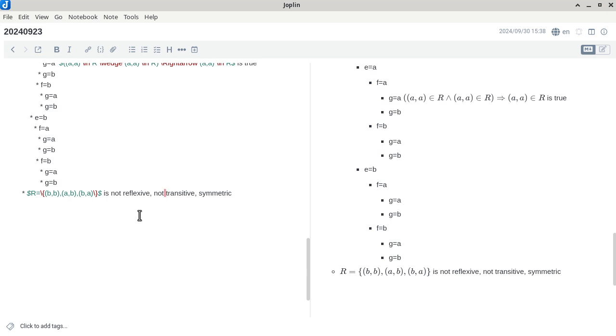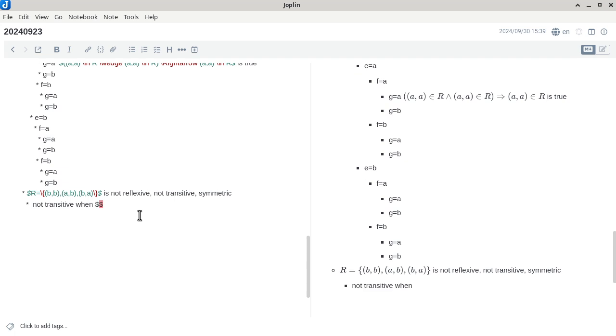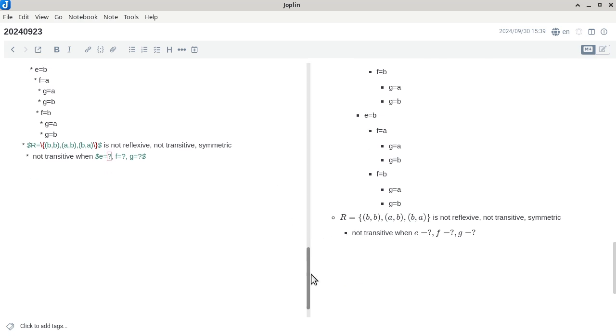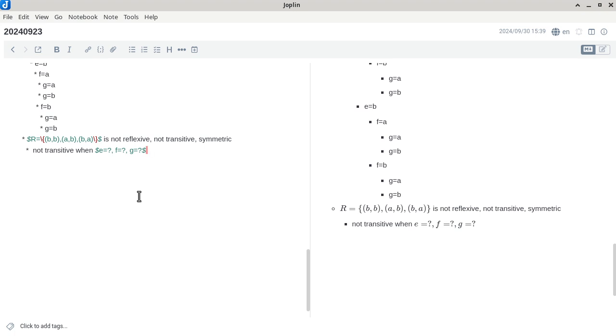But it is not transitive. Why is it not transitive? Can someone come up with a case for E, F, and G so that I can show that it is not transitive? Not transitive when E equals something, F equals something, and G equals something. So all you guys have to do is tell me what you want to put in the question marks. Go ahead. A, B, A, that's right, okay? So when E equals A, F equals B, and G equals A, then the expression that we were looking at is not true anymore.